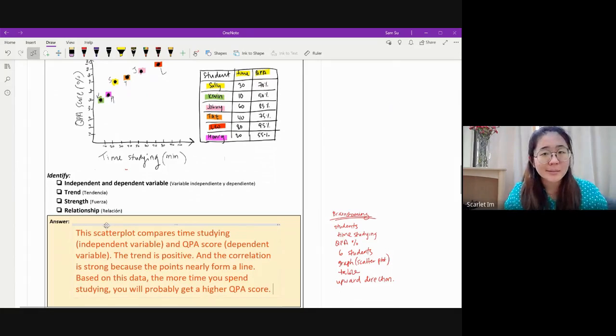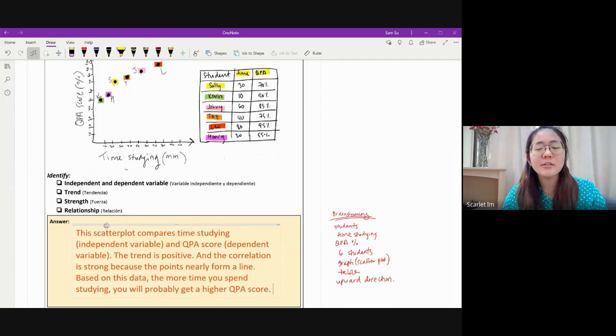You mentioned the independent, dependent variable. You are mentioning the trend. You're mentioning the correlation and the strength of it. And you make a conclusion. Basically, the more time you spend studying, you're probably going to get a higher QPA score. Please make sure that you include all 4 things, and at the bare minimum, you should have 4 sentences in your description. If you miss a piece, then it means I don't get the full picture, right? And therefore, it would be incomplete and I will not be able to grade you. So please make sure you answer all parts of the scatter plot, all right?